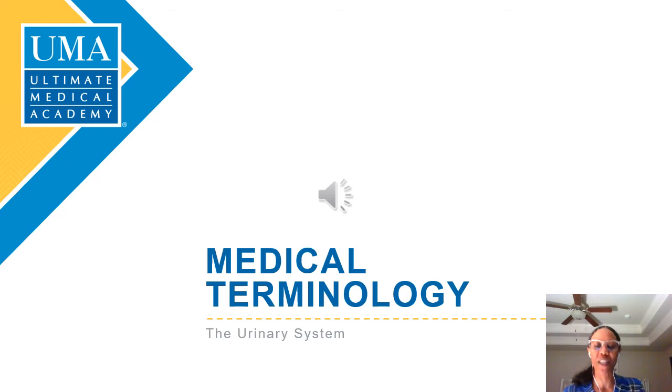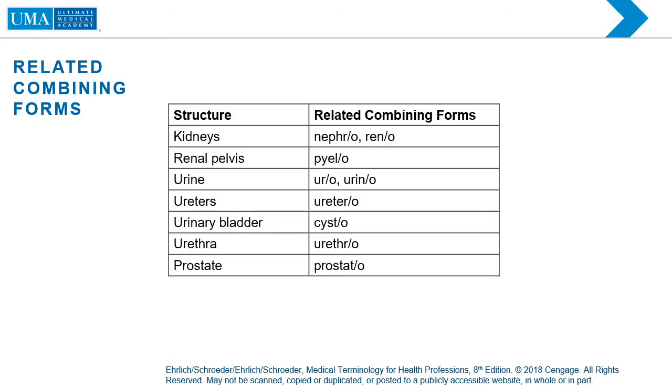Today we'll be discussing the urinary system and how medical terms play a part in identifying structures within this system. As with the other body systems, the urinary system also has a list of essential word parts that are used to define structures within the urinary system. So here we have the structure in the first column and the related combining forms in the second column.